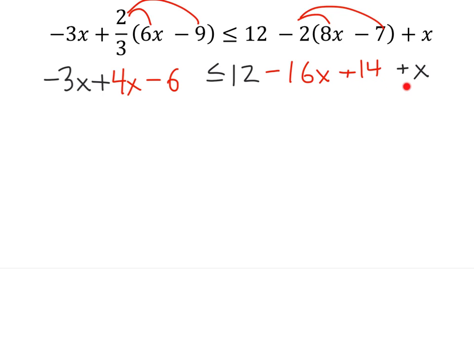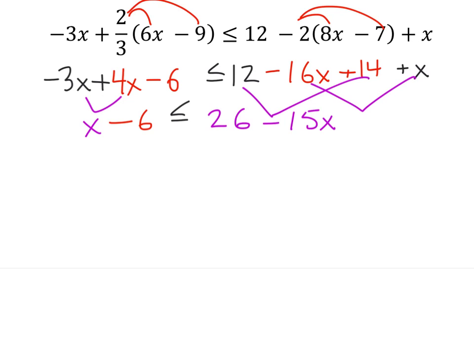plus 14 plus x. At this point we would want to combine like terms, so we'll combine the -3x plus 4x, we'll combine the -16x plus x, and the 12 plus 14. Let's see what we get. Alright, so we have now an x minus 6 is less than or equal to 26 minus 15x. And that all came from combining like terms.